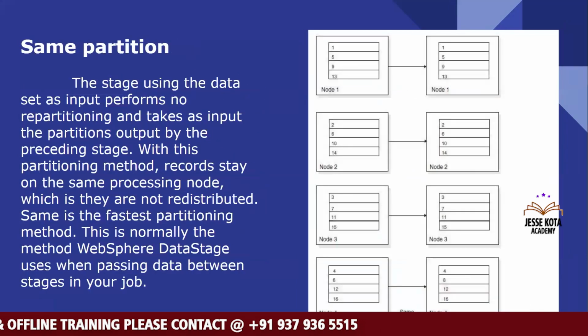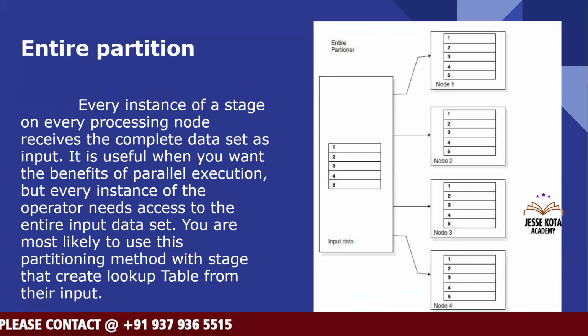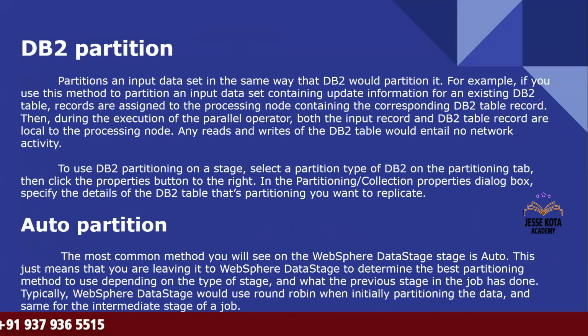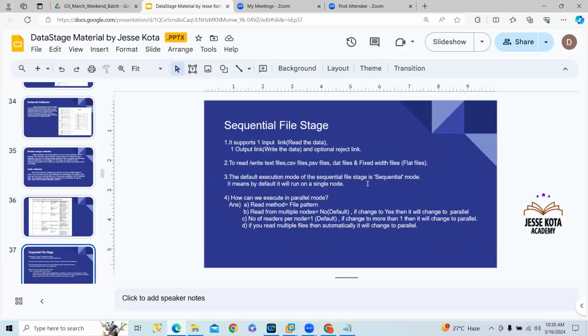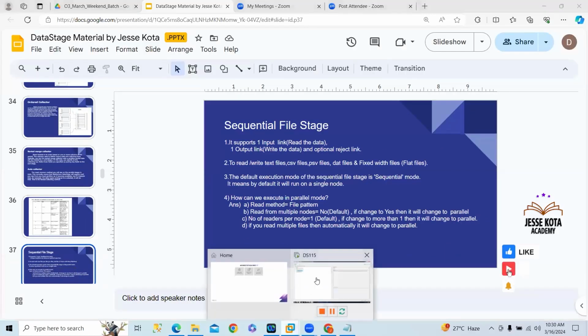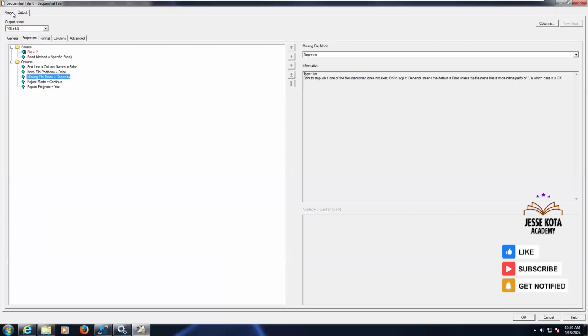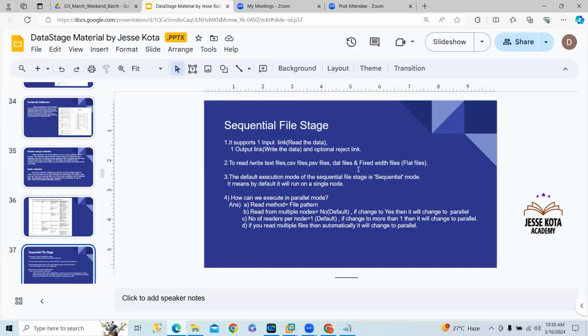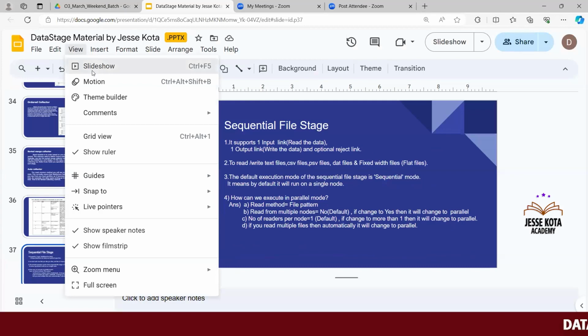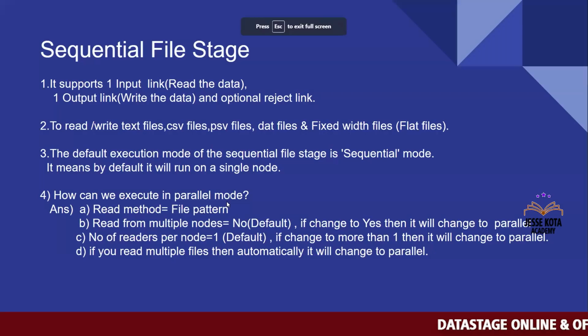What is sequential mode? Sequential mode is only one node. We don't have partitions. So the default execution mode for a sequential file stage is sequential mode. Where can we see this? In the sequential file stage, go to Stage, and you can see the default is sequential mode. Is it possible to convert it to parallel? Yes, we can convert it to parallel, but we need to change an option.